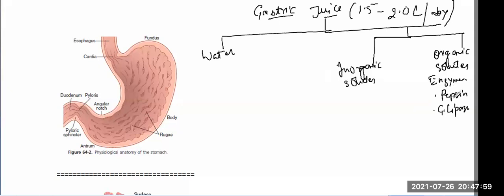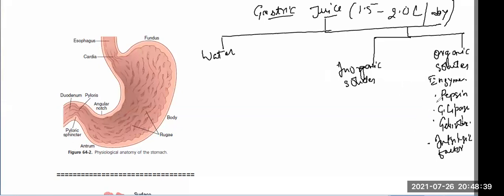Pepsin helps in the early digestion of proteins in the stomach, and gastric lipase helps in the digestion of triglycerides or lipids. Then you have gelatinase, and then you have the very important intrinsic factor. Intrinsic factor is secreted by parietal cells, and your pepsin is secreted by your peptic cells.